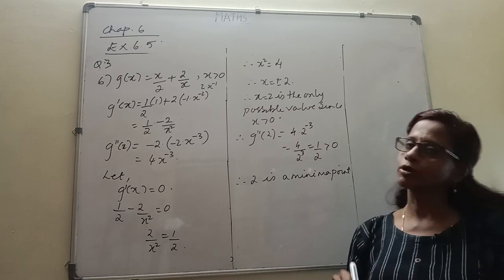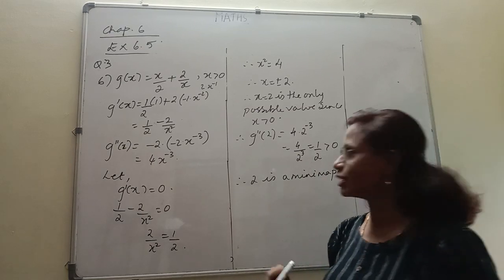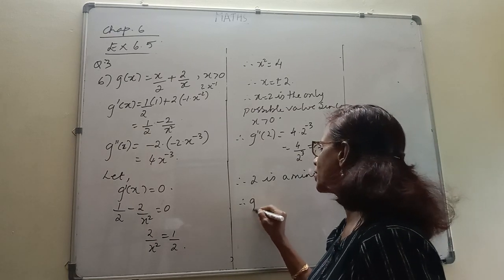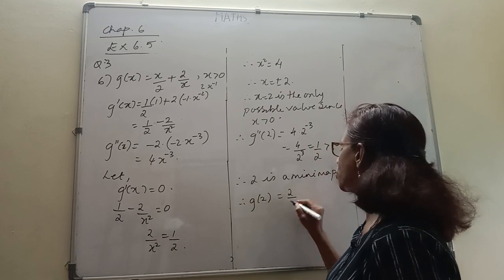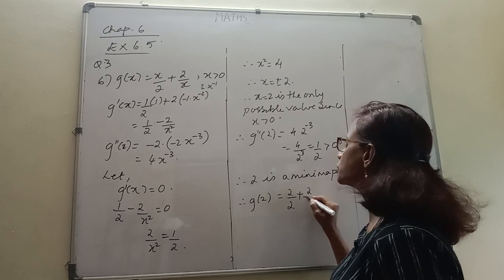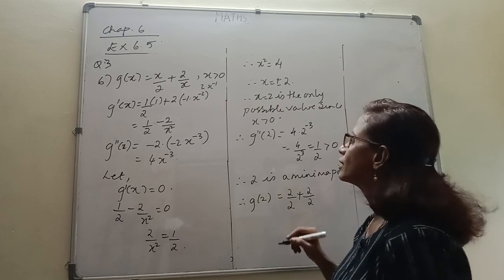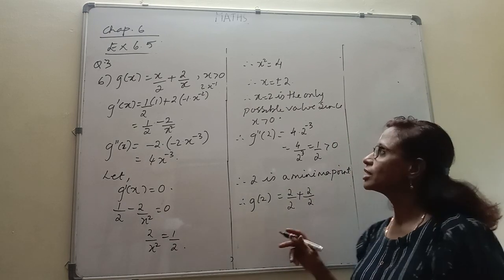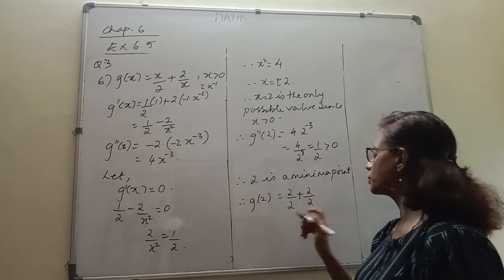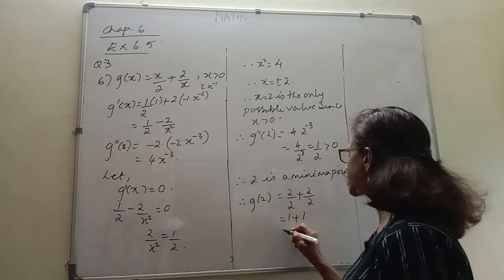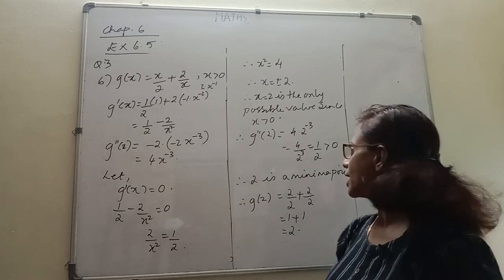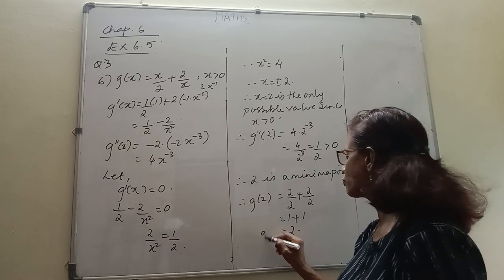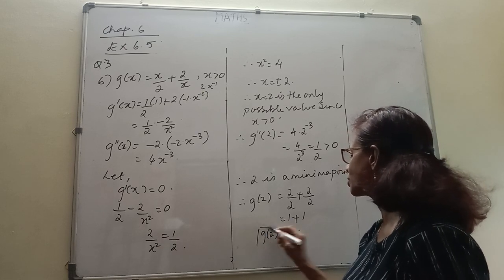Because it's a minima point, automatically we have to find the minimum value also. So let's find the minimum value, g at 2. It is 2 over 2 plus 2 over 2 again. Both are 2's. So that's 1 plus 1, which comes to 2. So you're getting the minimum value as 2. So g of 2, you will get it as 2.